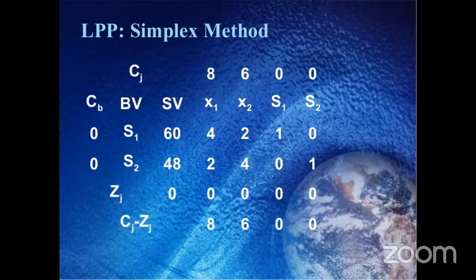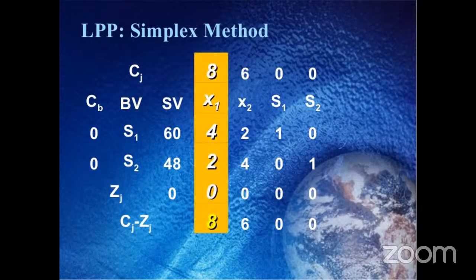Then Cj minus Zj, whatever values we get, the maximum positive value is considered the key column. So which is the maximum positive value here? 8 is the maximum positive value, among 8 and 6. So the column with 8 is considered the key column. Am I getting the key point? This is the 8, which is the maximum. This column is considered the key column.